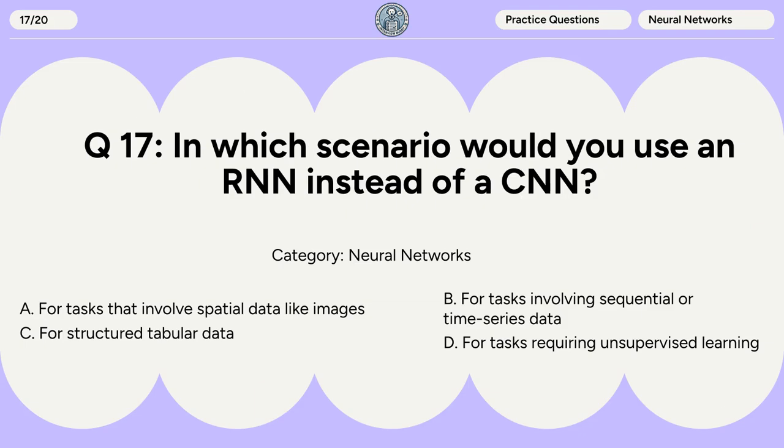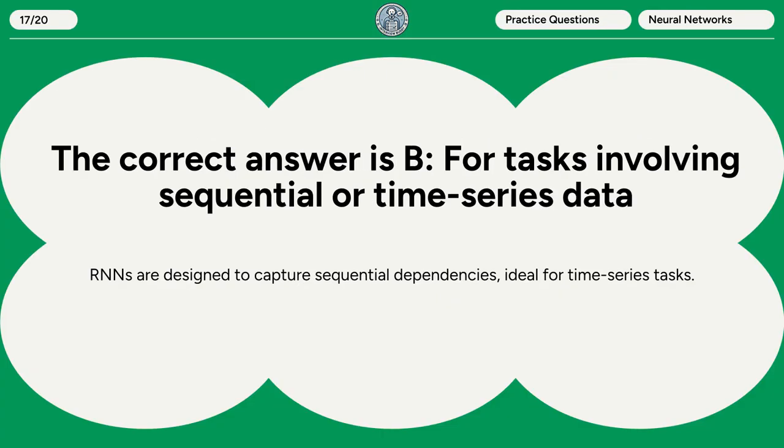Question 17. In which scenario would you use an RNN instead of a CNN? A. For tasks that involve spatial data like images. B. For tasks involving sequential or time series data. C. For structured tabular data. D. For tasks requiring unsupervised learning. The correct answer is B. For tasks involving sequential or time series data. RNNs are designed to capture sequential dependencies, ideal for time series tasks.